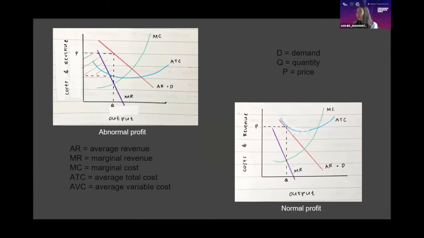For monopolistic competition, we have two graphs. The first one, on the left, is when they earn abnormal profit. Again, this is when the demand curve is above the average total cost curve. And the one on the right is when they are making normal profit. It is when the demand curve touches the average total cost curve.